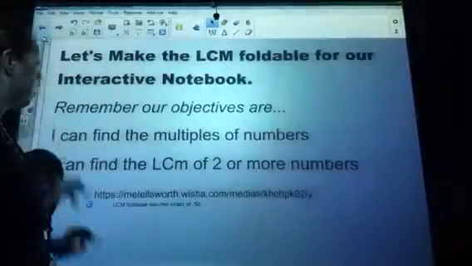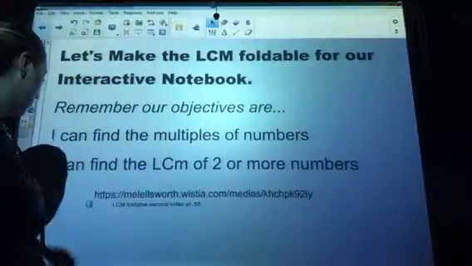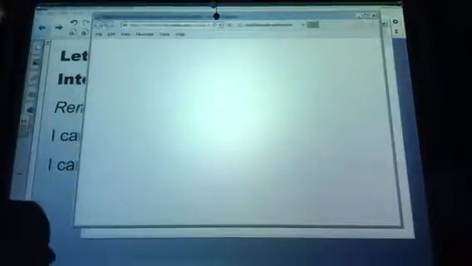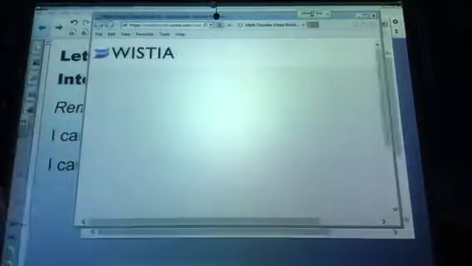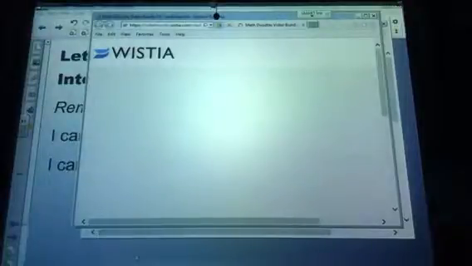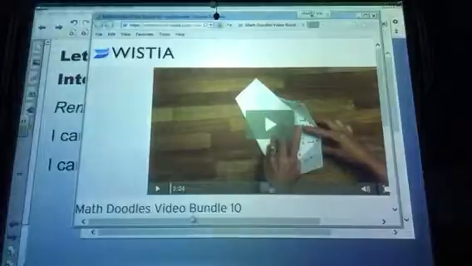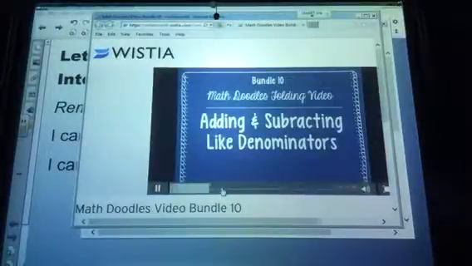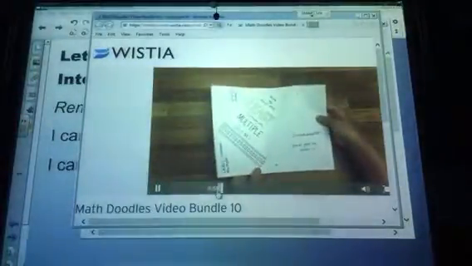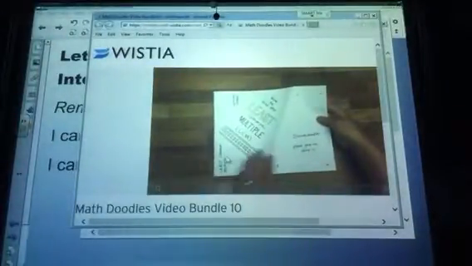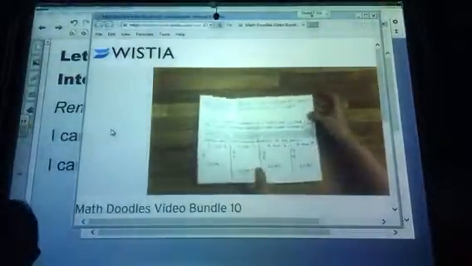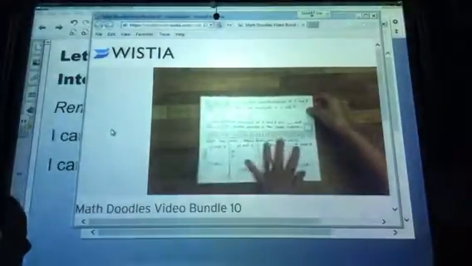All right, now we're going to bring up the least common multiple foldable. Now, for these foldable videos, you will need to look at it and find exactly where it starts. There it is. So here's your video on how to make it. It just shows you both sides, okay?